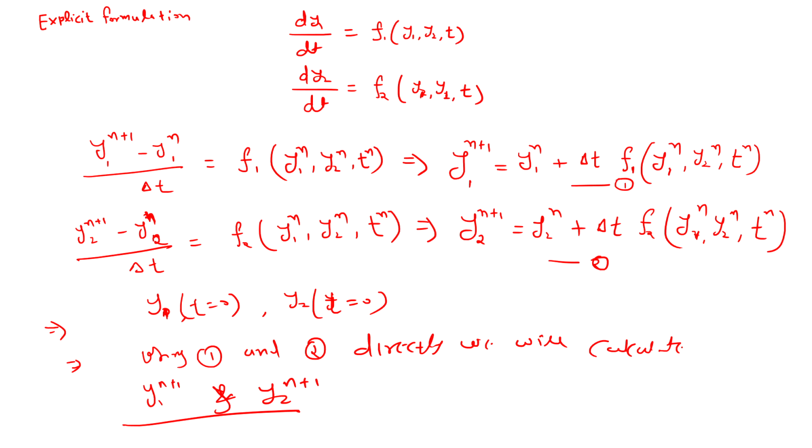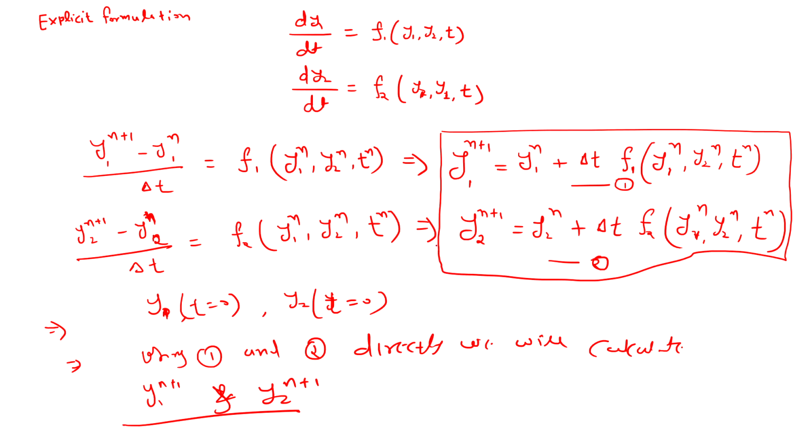But remember that in this case there is no matrix formation. This is a direct formula based calculation. So in one step you will get the value of y1 n plus 1 and y2 n plus 1, and that can be calculated using only old time step values. So these are my final forms.